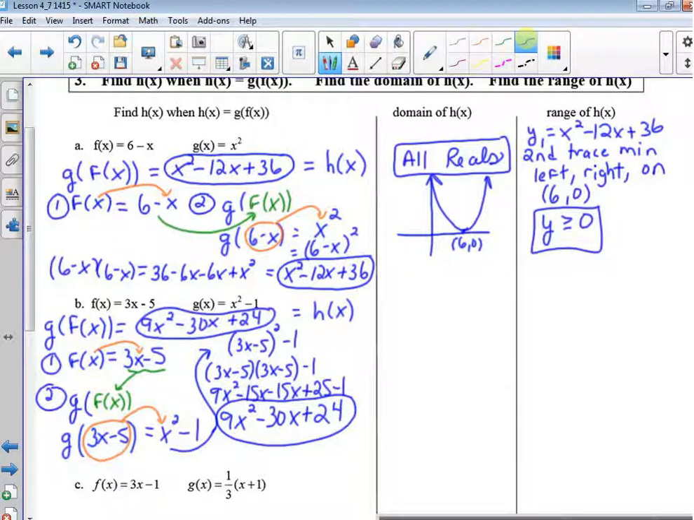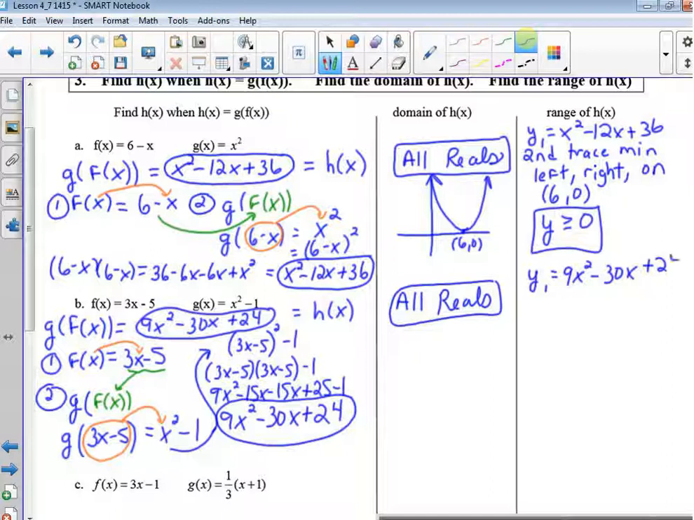So again, we have a parabola. So all reals for the domain. And again, I'm going to do y1 equals 9x squared minus 30x plus 24, and second trace, and find the min. You could also use x equals negative b over 2a, or second, and then find out what the axis of symmetry is and plug that in to find a y.